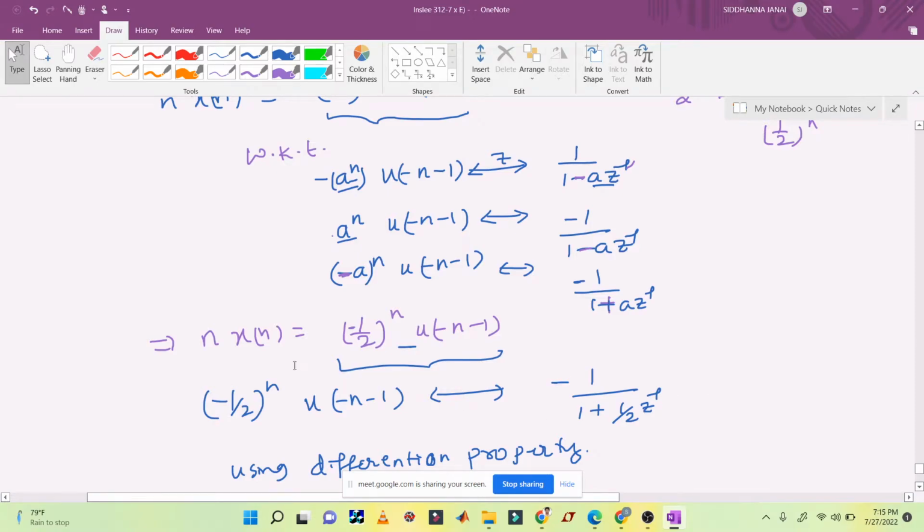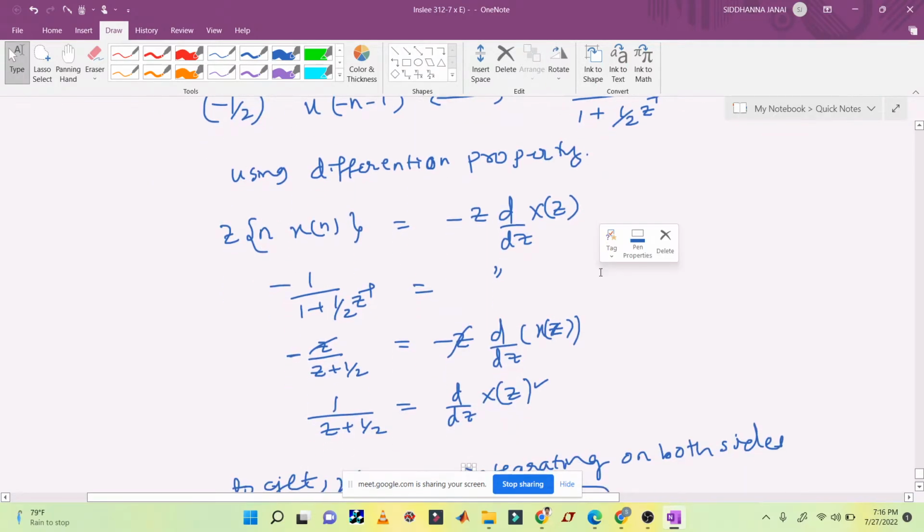Is there any difficulty in solving this problem? First we need to know this equation. This is the standard equation. From this, instead of a to the power n, if we say minus a to the power n, we get a minus over here. Again, instead of plus here, if we have a minus, then this minus becomes plus here. So using this property, we are going to write the x of z.